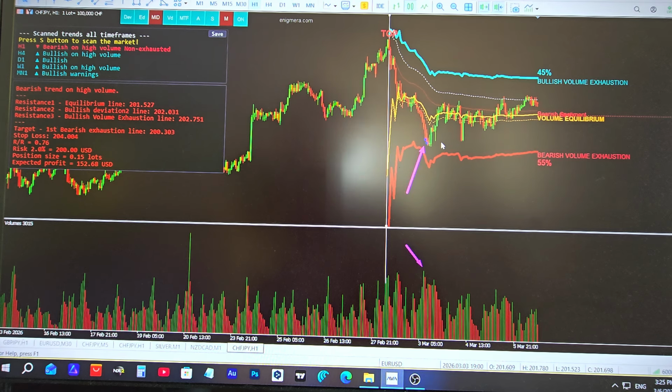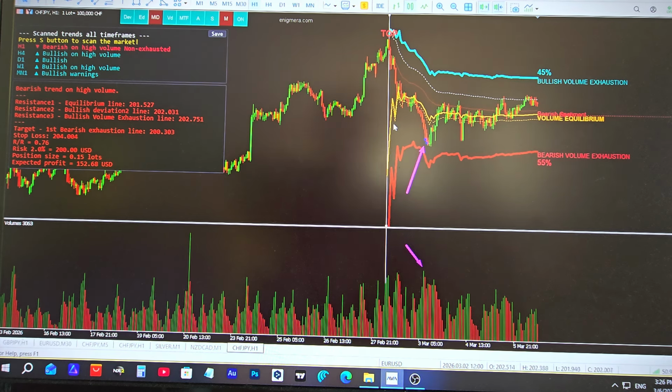This is the reason why when the scanner is scanning the result, I made in bold just the results which comply with all conditions. The first condition, trend bullish or bearish. The second condition, on high volume. And the third condition, non-exhausted. This is the most attractive thing on the market.